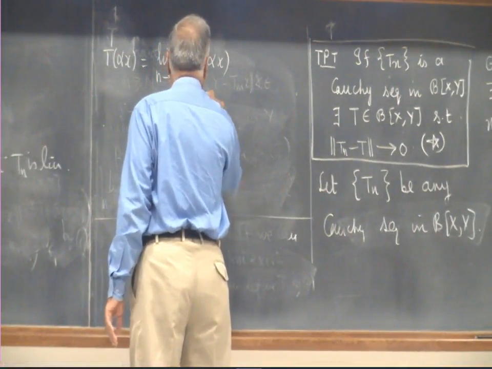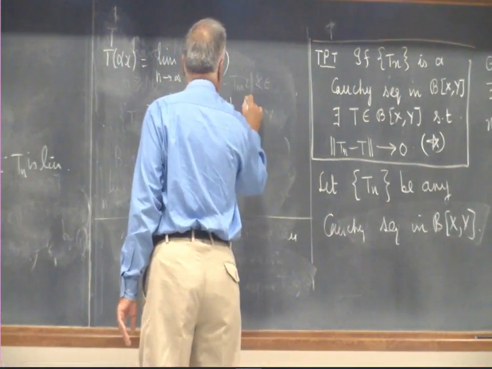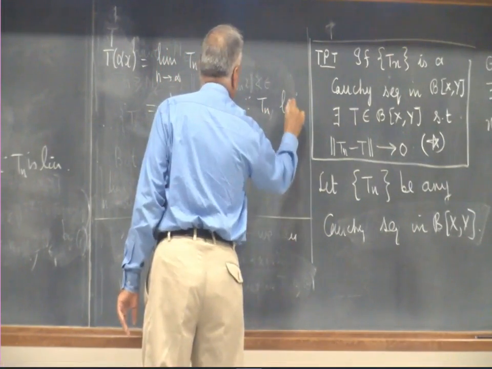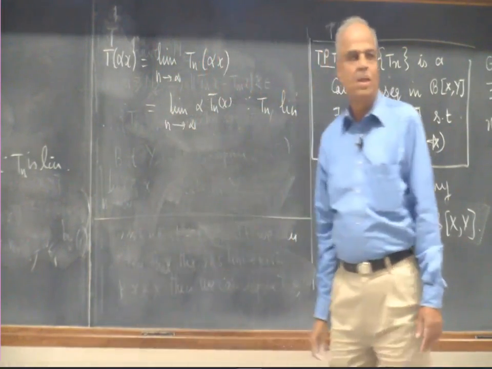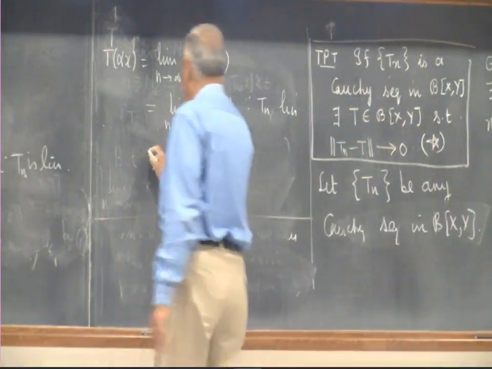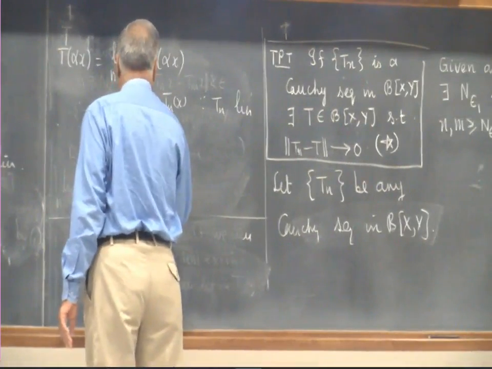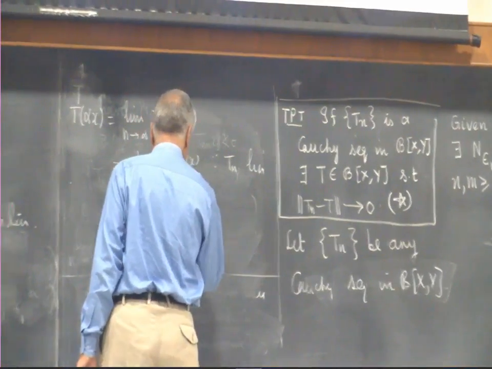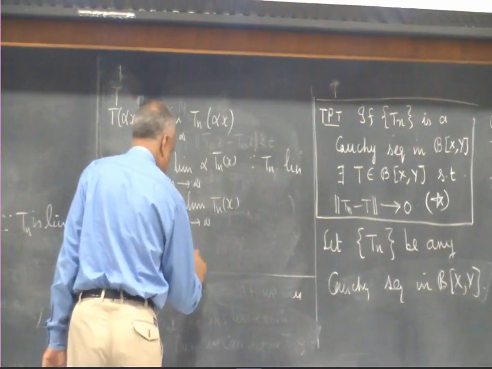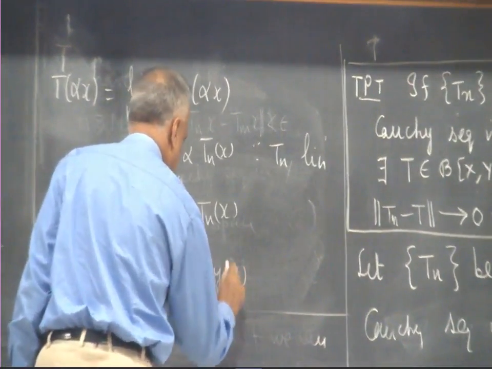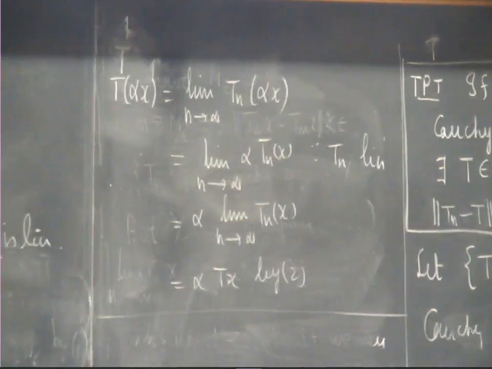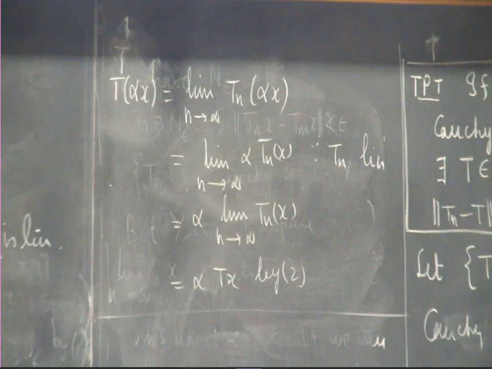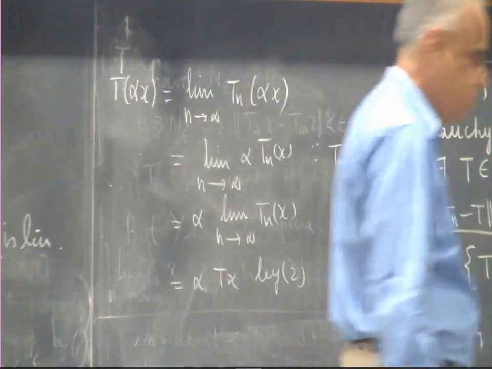So this is alpha Tnx because Tn is linear. Now constants can be pulled out of the limit. So it is alpha times the limit as n tends to infinity of Tnx, which by definition is alpha Tx. So we have both of these, and therefore we can tick 3. We have shown that T is a linear transformation.